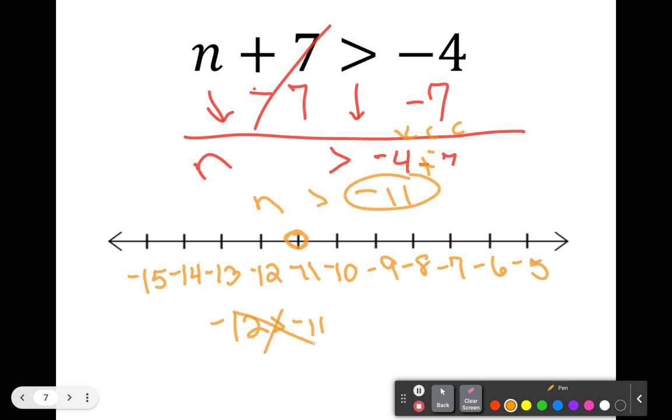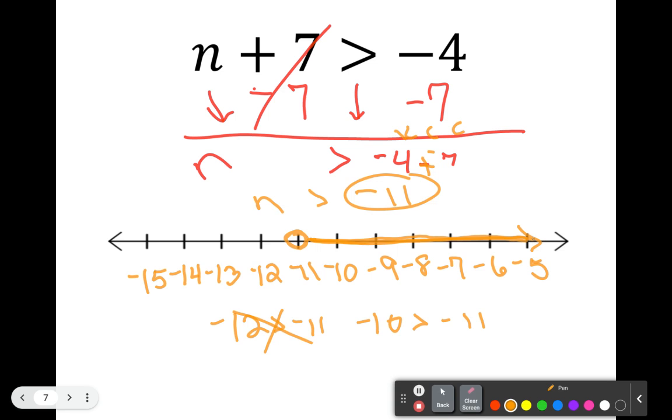No. So then let's look at -10. Is -10 greater than -11? Look on your number line. So -10 and all these numbers here, -9, -8, -7, -6, and -5, they're all greater than -11. So this is the way that my arrow is going to go. This is how you graph it.